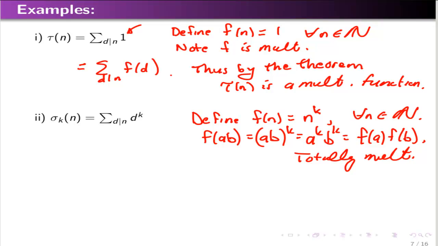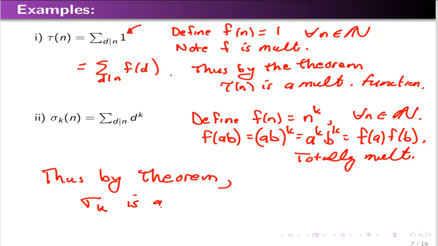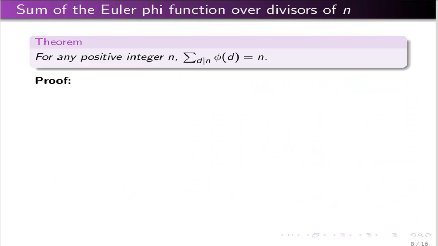And so, once again, by the theorem, sigma k is a multiplicative function. So in particular, the sigma function itself, that's when k is 1, is a multiplicative function. All right, here's a new example. Let's take the sum over the divisors of n of the Euler phi function. And I claim we get a nifty formula that the sum over d dividing n of phi of d is always equal to n for all positive integers n.